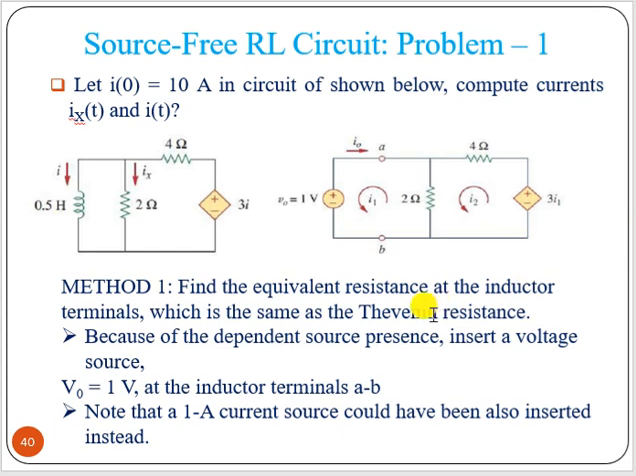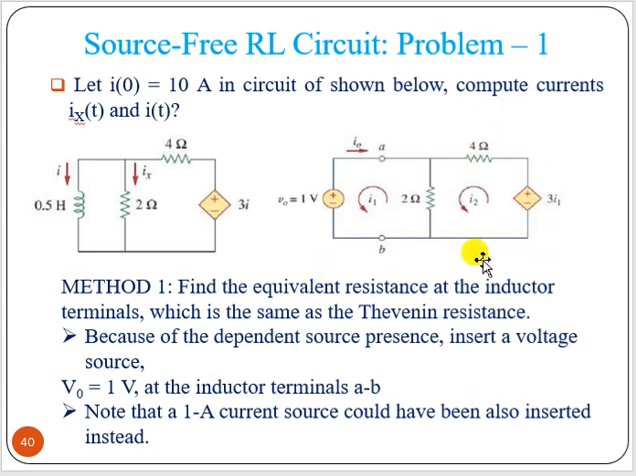Let us find the equivalent resistance at the inductor terminal, which is the same as the Thevenin resistance. Because a dependent source is present, you have to put in a voltage source, that is a test voltage source of 1 volt. If you find I0, we will get the value of RTH.